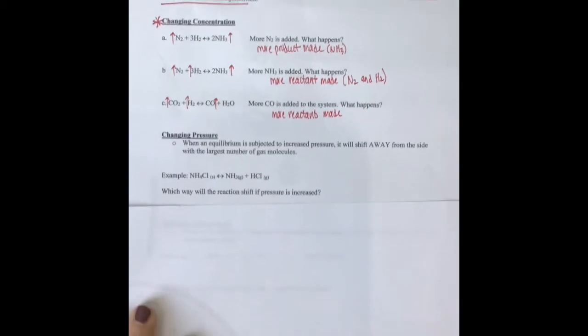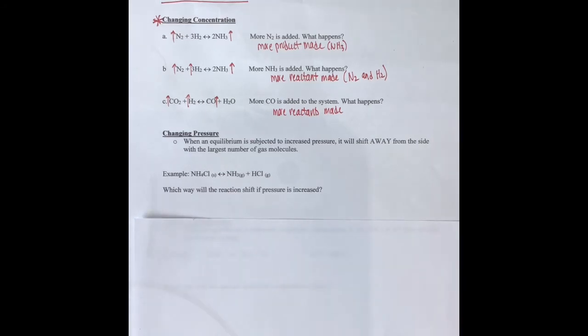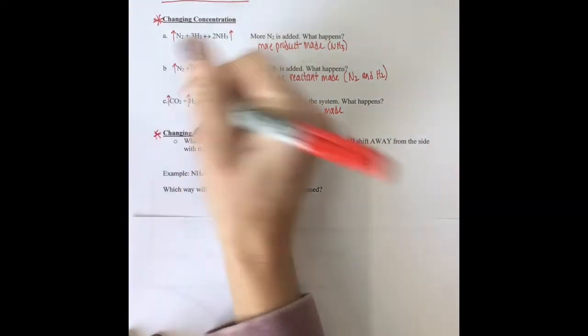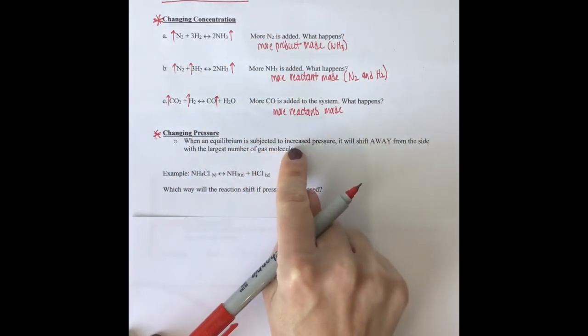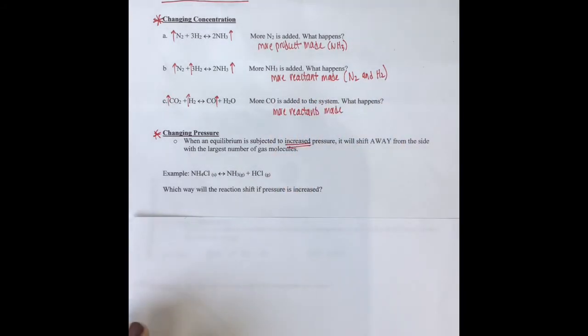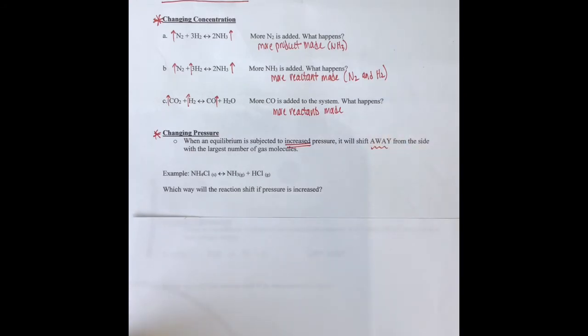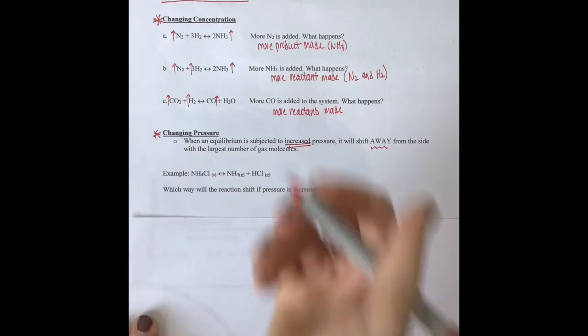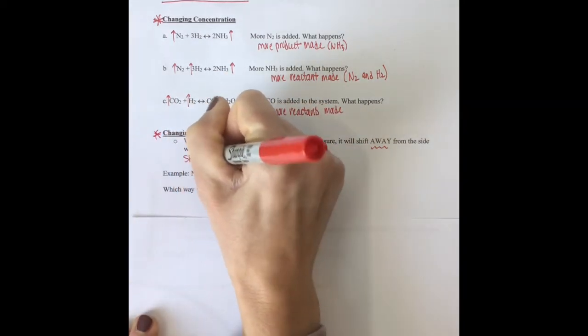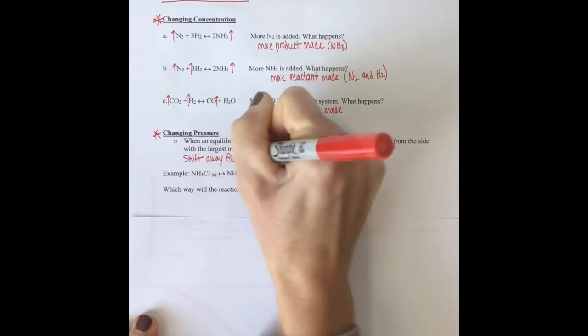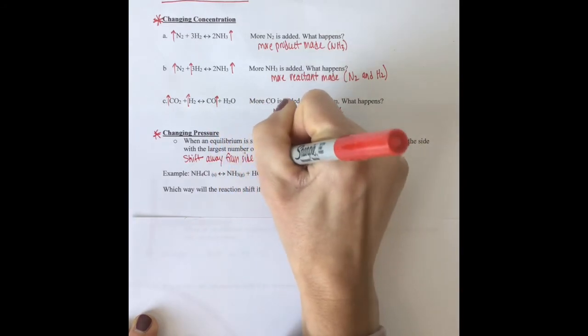Let's look at another stress that we could add. Okay, so sometimes the pressure of your system will be affected. It says that when a system is subjected to increased pressure, it will shift away from the side with the largest number of gas molecules. Okay, so that's your rule of thumb. Shift away from the side with the most gas. And it's going to do that in order to relieve the increased pressure.